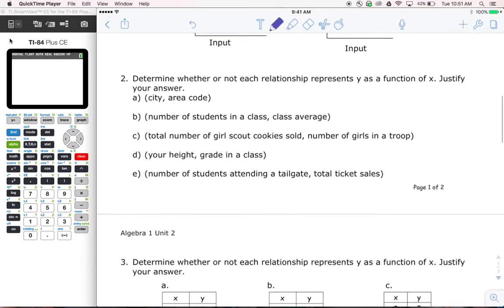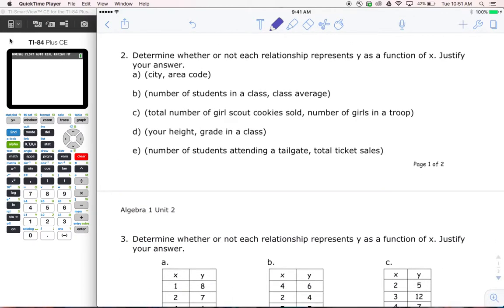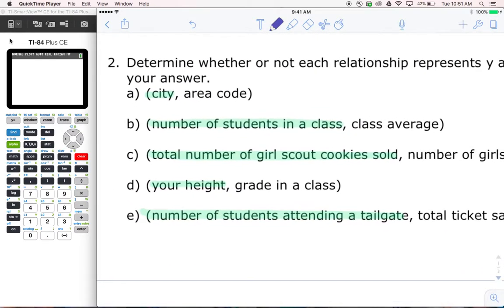Problem 2. This is easily the most confusing of all the different examples because you need to really think hard about lots of different possible cases. So remember, every x, all these things on the left, needs to have only one y value. Looking at first option A, city: does each city have only one area code? We're going to say no, not a function.